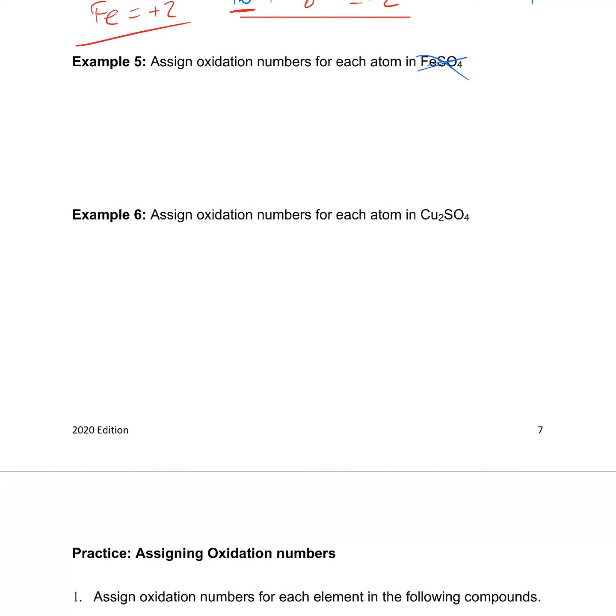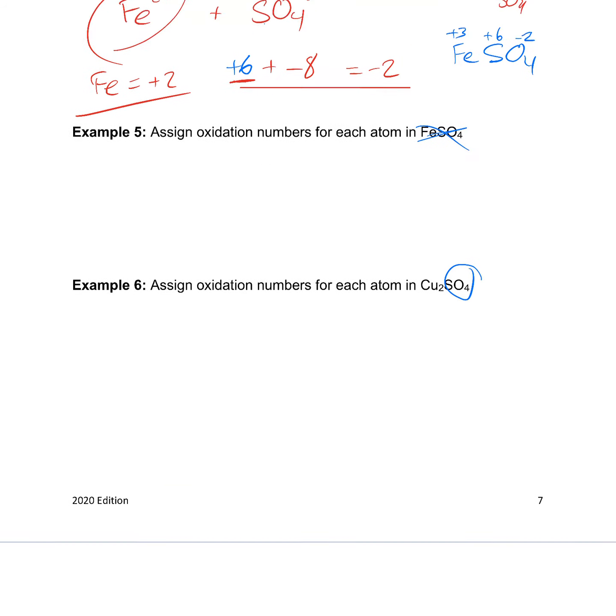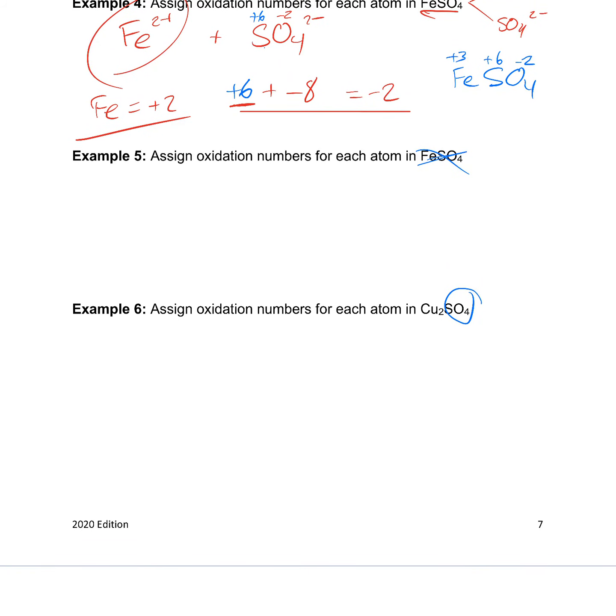Assign the oxidation numbers for each atom in copper sulfate. Okay, so what we can do is that we have the sulfate figured out. So now that we've done sulfate once, you don't need to do any more work. So SO4, we can just say this is -2 plus 6. That's fine. It's a sulfate. A sulfate is a sulfate is a sulfate. And normally, this whole compound is a 2-.